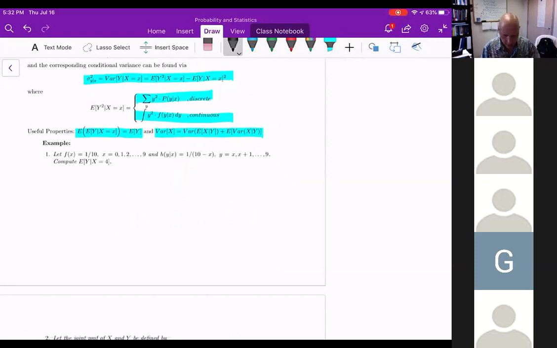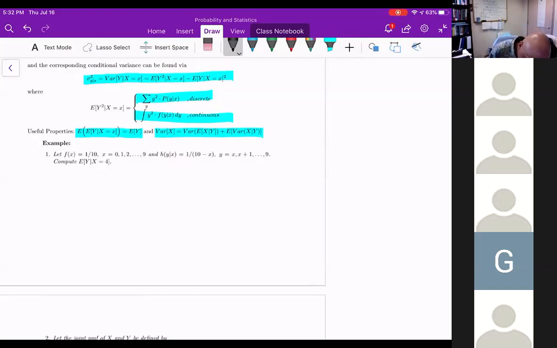So let's take a look at this first problem. Let f of x be 1/10 where x can be 0 through 9, and h of y given x is 1 over 10 minus x, where y is x plus 1 up to 9. We want to compute the expected value of y given that x is 4. So over here, we want the conditional mean of y when x is 4. That's the whole goal here.